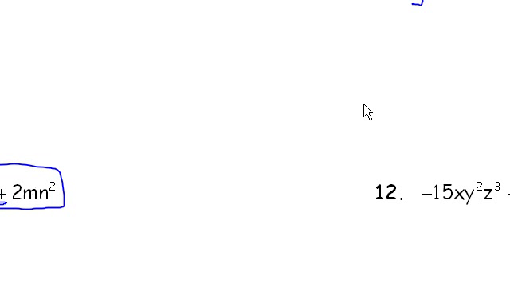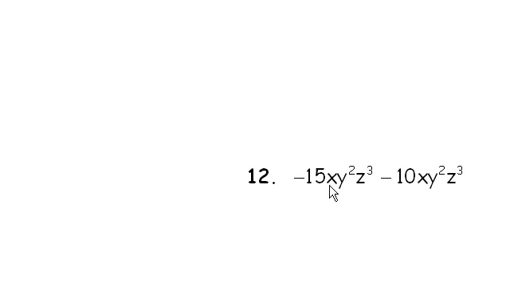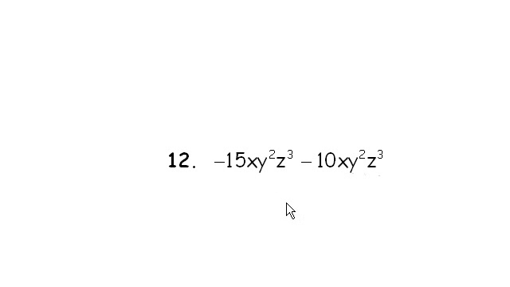Okay, 12. Let's see what you got. Let's see if they're like terms. Are all the letters the same? X, Y, Z, X, Y, Z. Yes. Now, are all the exponents on the variables the same? On our x's, the exponent is 1 on each. Yes. On our y, it's squared on each, and on our z, it's cubed. So yeah, these are like terms.